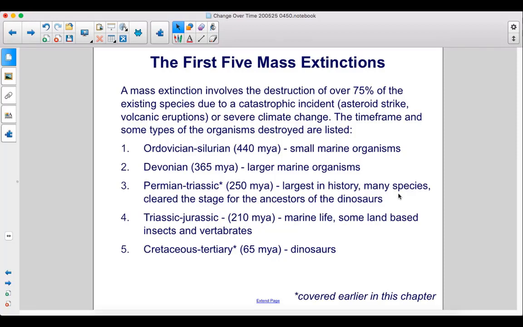Many species were destroyed, and it cleared the stage for the ancestors of the dinosaurs. The Triassic-Jurassic, 210 million years ago, destroyed marine life and some land-based insects and vertebrates. And the Cretaceous-Tertiary, 65 million years ago, destroyed the dinosaurs.